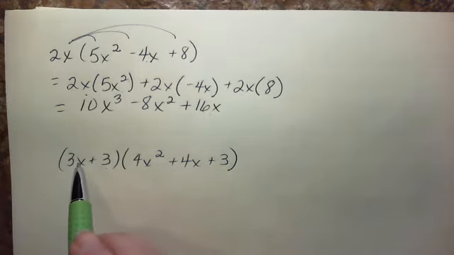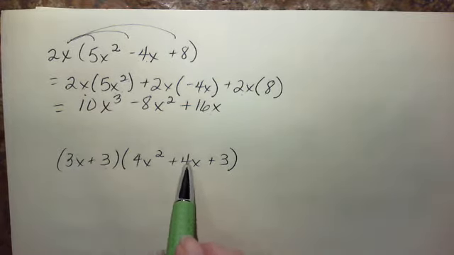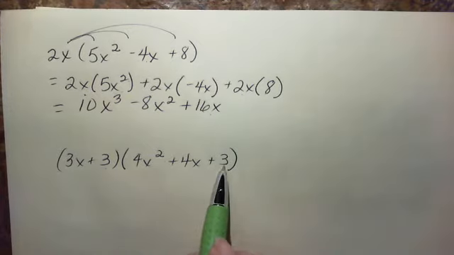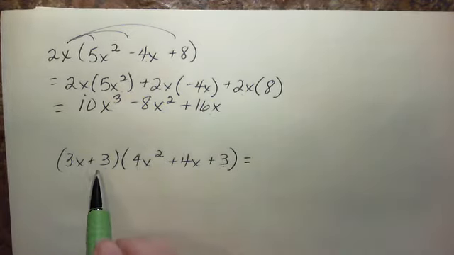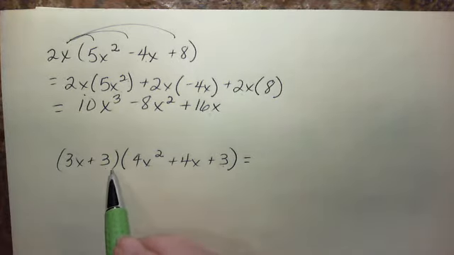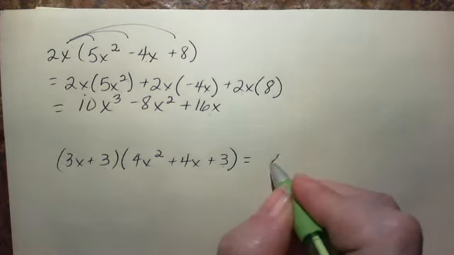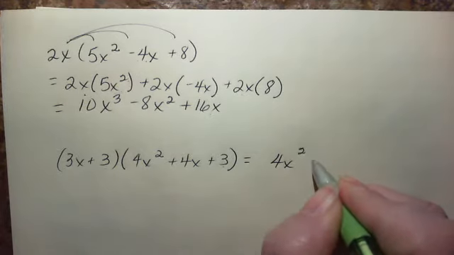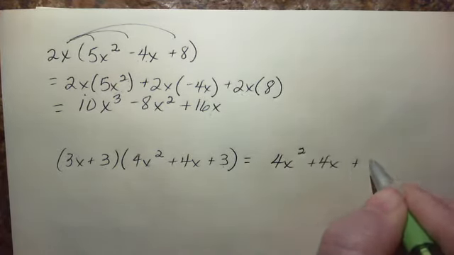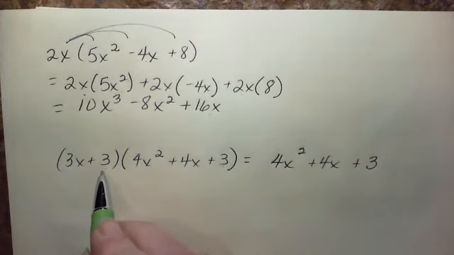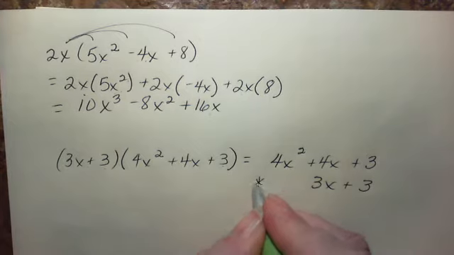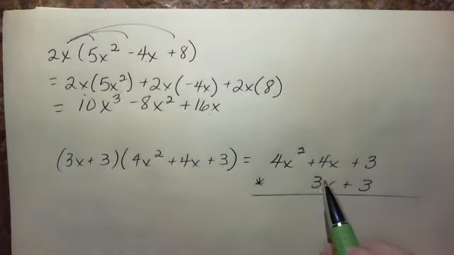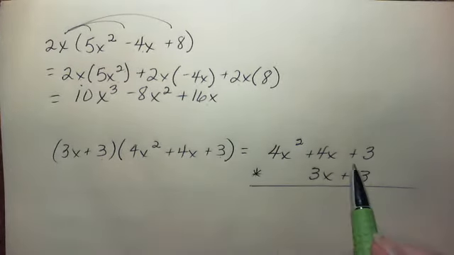Now you could distribute this one term at a time to each of these 3. But remember, in class we said that it's sometimes much more efficient, if you have this many terms, to stack these with the long polynomial on the top, 4x squared plus 4x plus 3, with the shorter one underneath, 3x squared plus 3, and then multiply these as you would a 3-digit number times a 2-digit number.